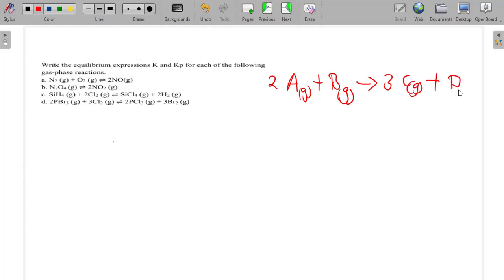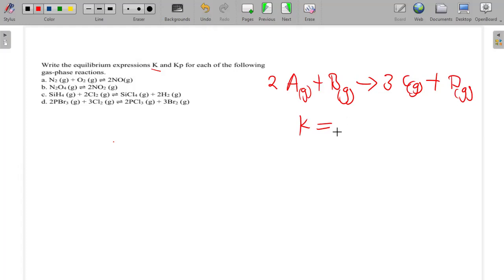What you will notice is that if you are to write the K expression for this one, what you're going to get is the concentration of the products divided by the concentration of the reactants. That is the equilibrium expression. So for the K, you get the concentration of the products, and you can see here the products are C and D.